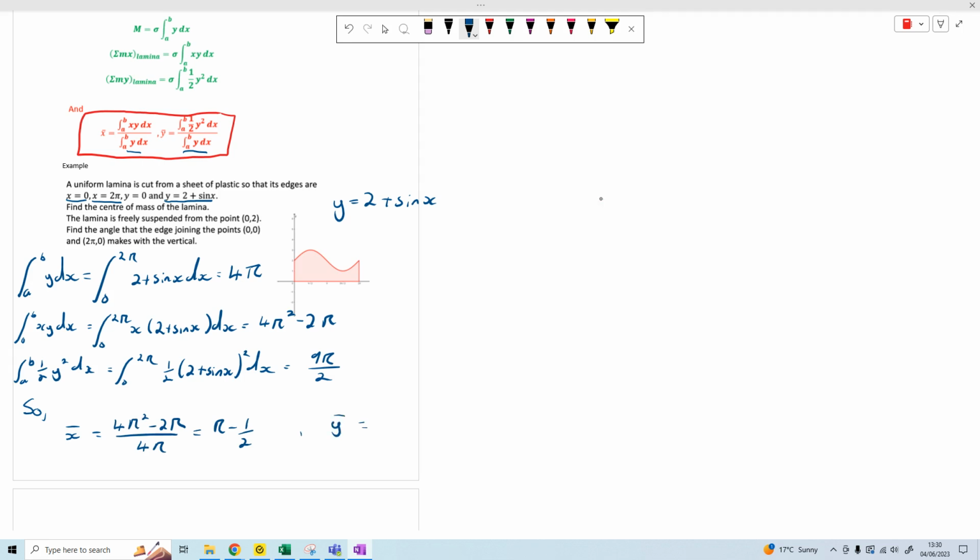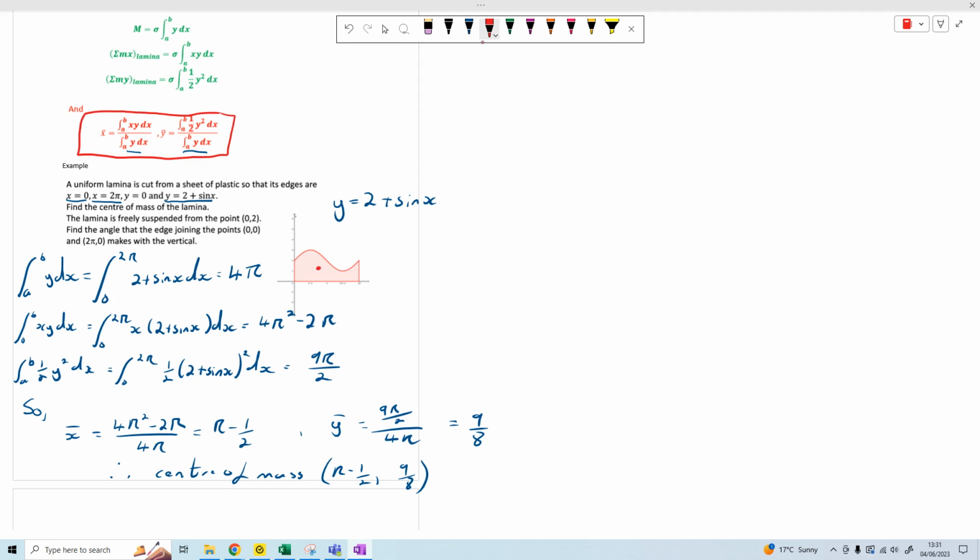Similar kind of thinking, I'm going to have my 9 pi over 2 all over 4 pi, which is going to come out as 9 over 8. Okay, so therefore, center of mass, let's write it as a coordinate. It's pi minus a half and 9 over 8. That's my center of mass. I'm going to plot it on my diagram roughly. So pi minus a half, let's go for roughly about here-ish.